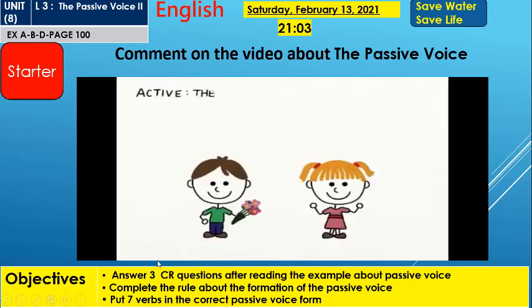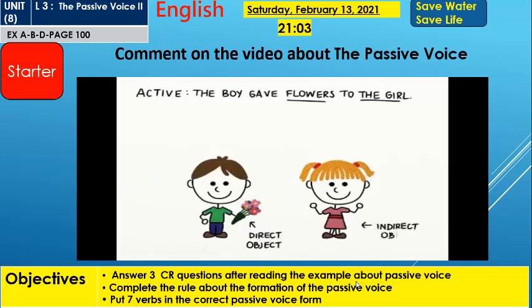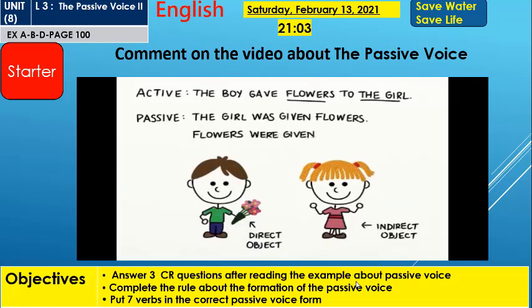Sometimes a sentence can have more than one object. For example, the boy gave flowers to the girl. In this sentence, flowers are the direct object, and the girl is the indirect object. We can write this sentence in passive voice in 2 ways. The first way, the girl was given flowers. The second way, flowers were given to the girl. Remember, if you use the indirect object first, we must include the preposition to.